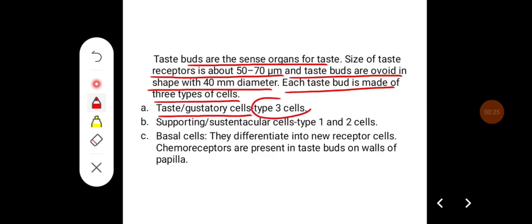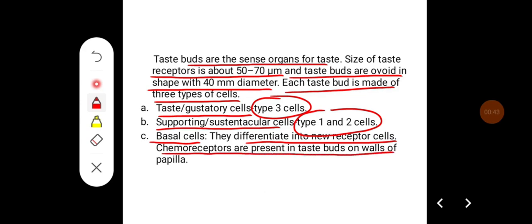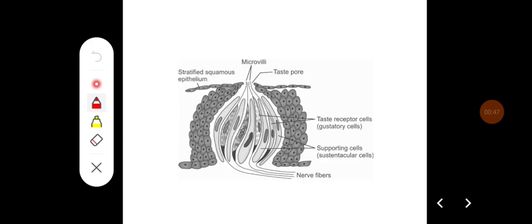are also called as type 3 cells. They are also made up of supporting or sustentacular cells. They're also called as type 1 and type 2 cells, and they're made up of basal cells as well, which differentiate into new receptor cells. And these chemoreceptors are present in the taste buds on the walls of papilla. So this is the structure of taste bud, which is made up of taste receptors or gustatory cells and also the sustentacular cells.